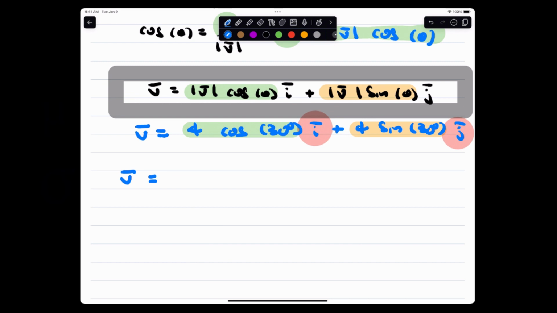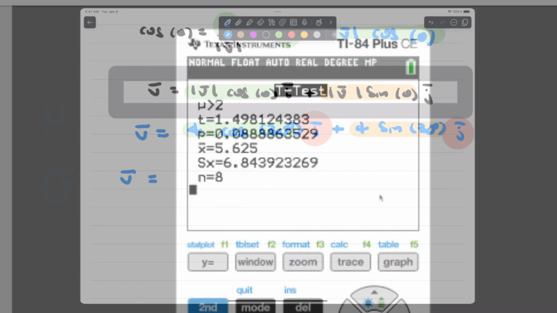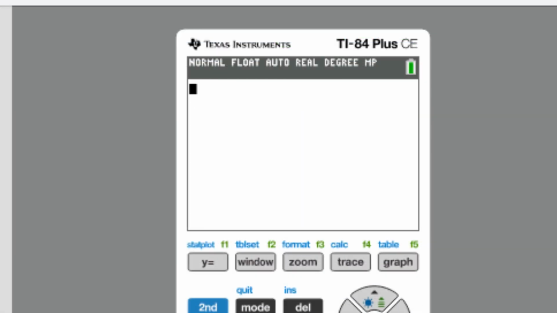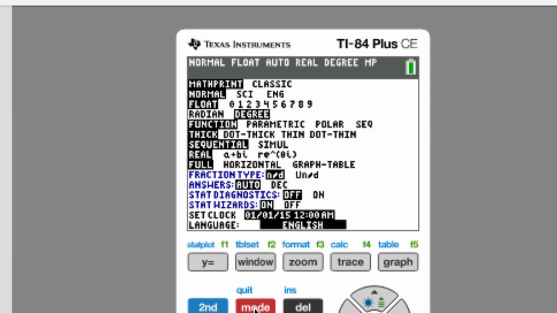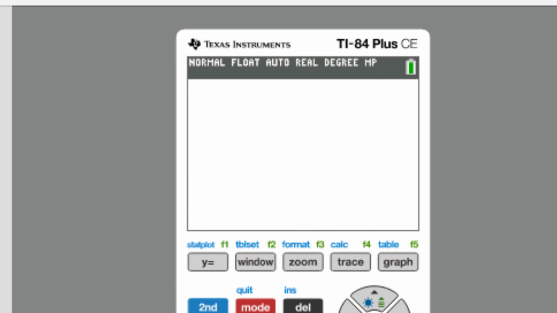All right. So do you guys happen to know what is 4 cosine 30 anyway? Anybody know? I'm going to get out the TI. Is this in degree mode? It is. So 4 cosine 30 degrees. What's that going to be?